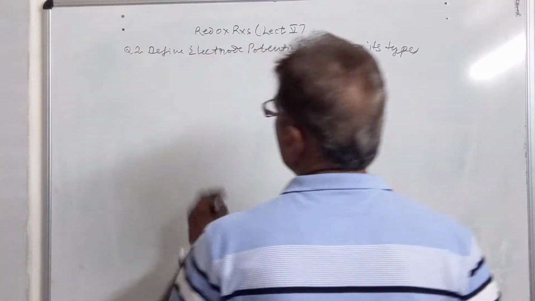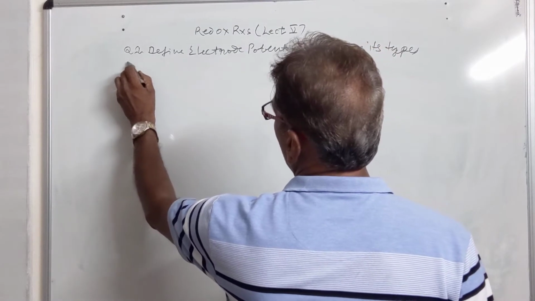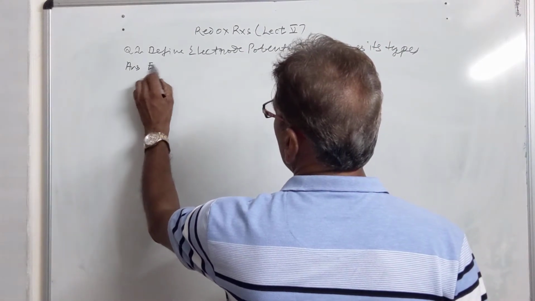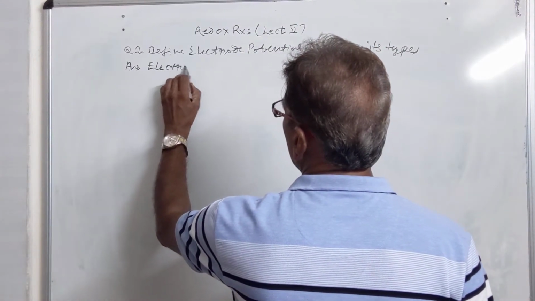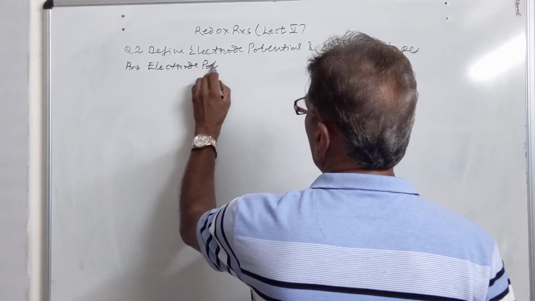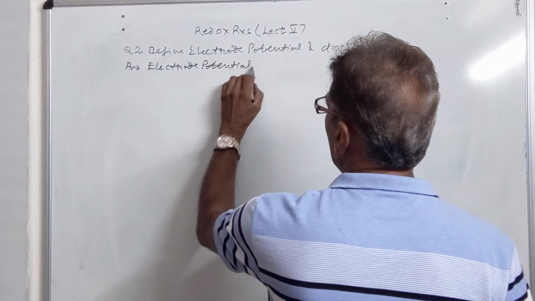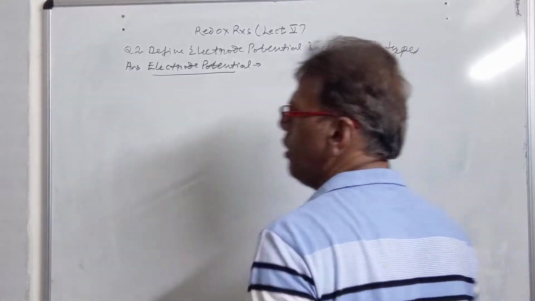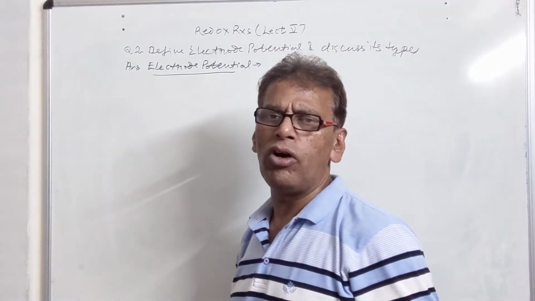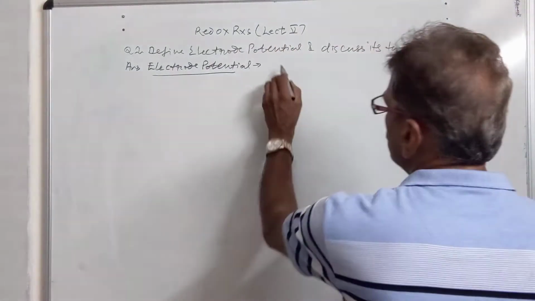So we will now be discussing the potentials of the electrode, the power of the electrode. So this is electrode potential. What is electrode potential? It is the tendency of an electrode to lose or gain electrons.